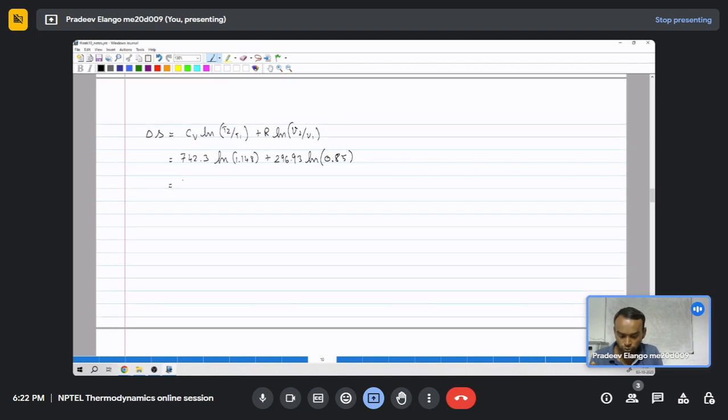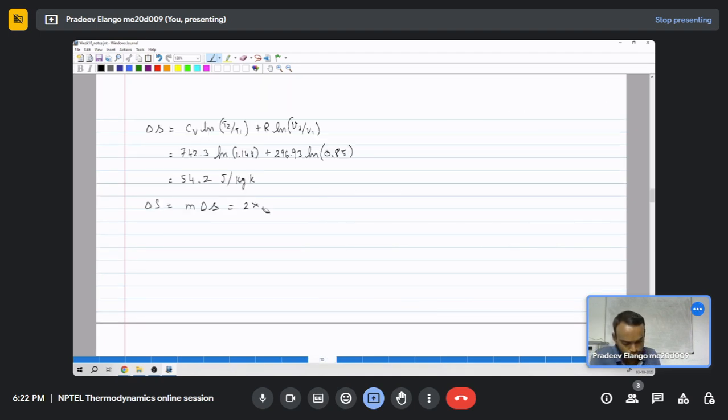Temperature is 54.2 joule per kilogram Kelvin, and for the entire mass, the entropy is m into delta S, so m is 1.85. So this turns out to be 100.27 joule per Kelvin.